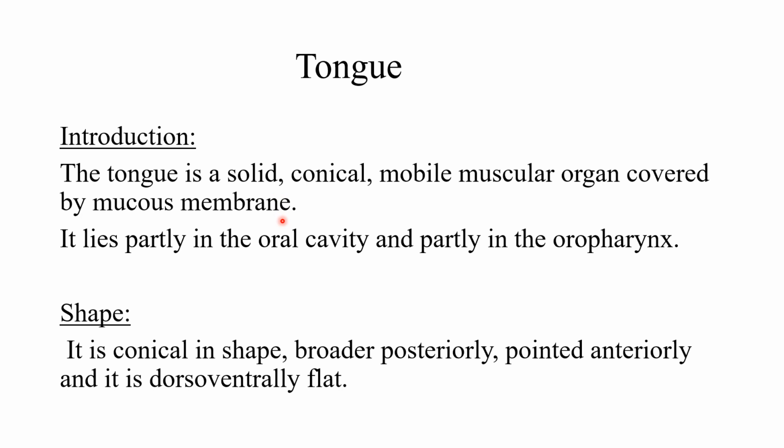The tongue is a solid conical mobile muscular organ which is covered by mucous membrane. It partly lies in the oral cavity and partly in the oropharynx. So now that we already know that it is conical in shape, how is this cone? It is broader in the posterior part and pointed anteriorly, and from above downwards it is dorsoventrally flattened.